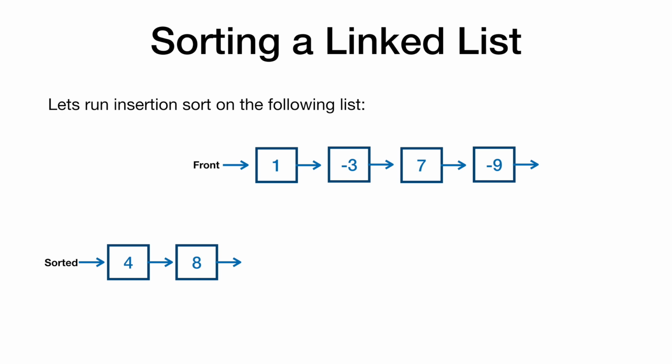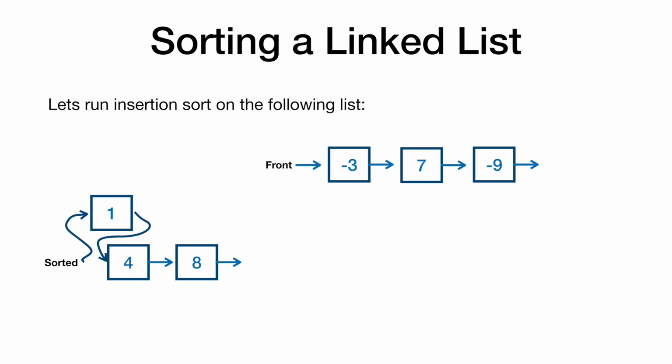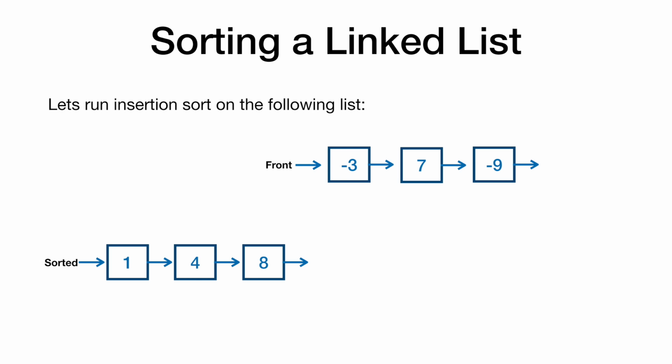The next thing we need to do is figure out where 1 goes, right? 1 either goes before 4, between 4 and 8, or after 8. Well, it's going to have to go here. So again, now the front of our sorted list points to 1. The front of our unsorted list points to 3. And 1 points to 4, right? So it kind of looks like that. And if we make everything a little bit prettier, we got that.